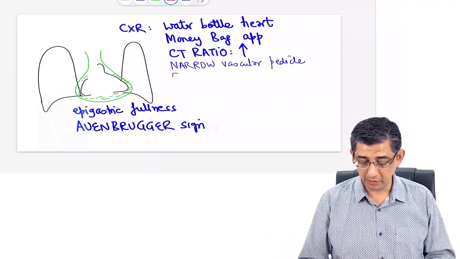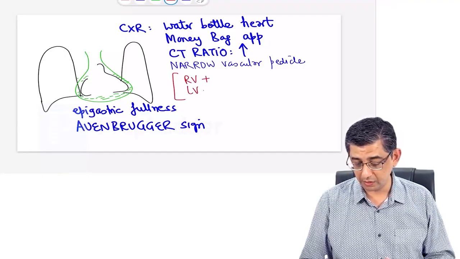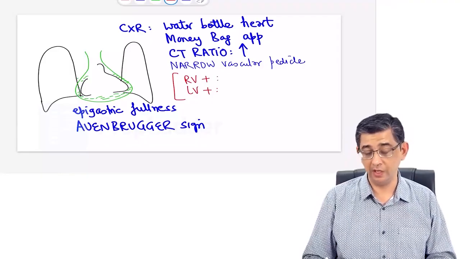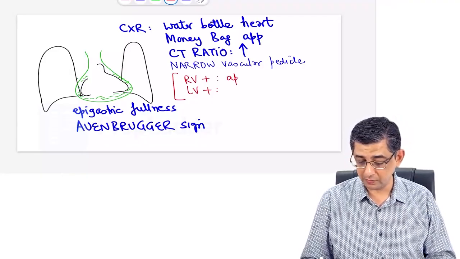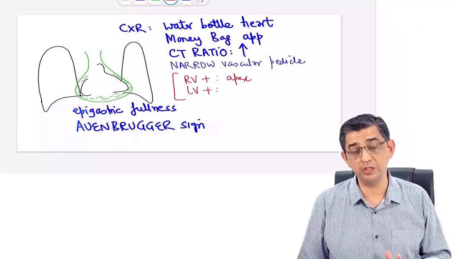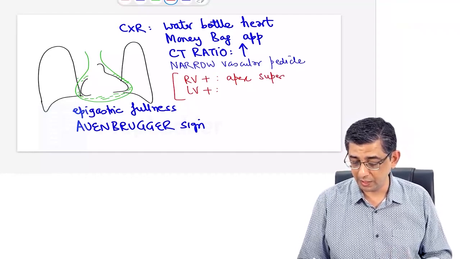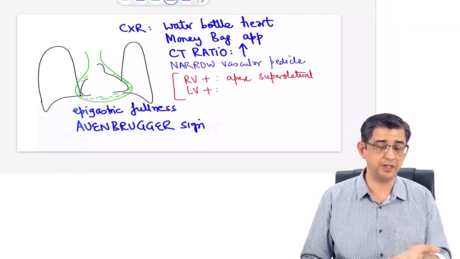Additional information that I would like to add here is how you pick up right ventricular enlargement and left ventricular enlargement on an X-ray per se. So you need to look for the position of the apex. If the right ventricle enlarges, like in boot-shaped heart or tetralogy of Fallot, the apex will always show a superolateral displacement. That is because the right ventricle is inferiorly located.